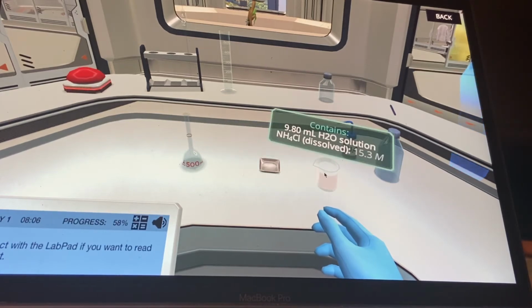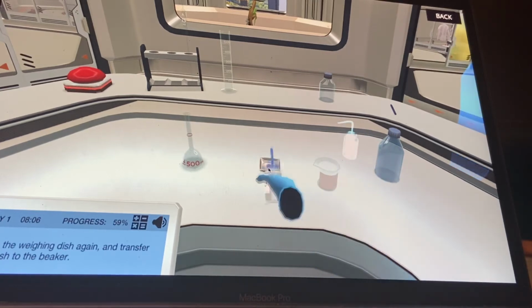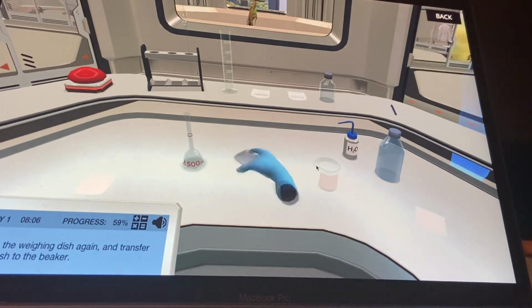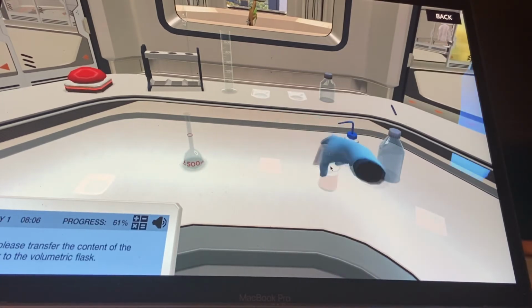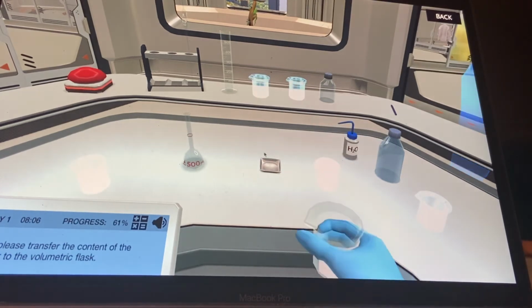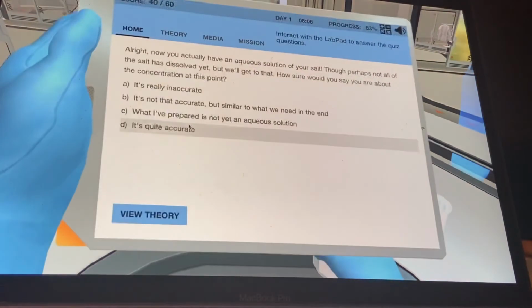Sweet. We now have most of the salt transferred to the beaker. Since we want to be really accurate here, please wash the weighing dish one more time. Wash the weighing dish again, and transfer the wash to the beaker. Now please transfer the content of the beaker to the volumetric flask. Alright, now you actually have an aqueous solution of your salt. Though perhaps not all of the salt has dissolved yet, but we'll get to that.